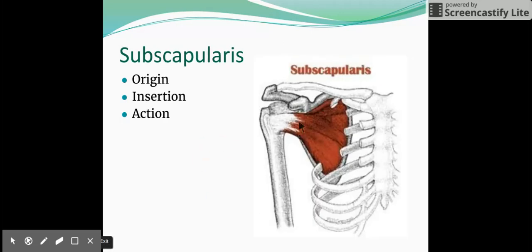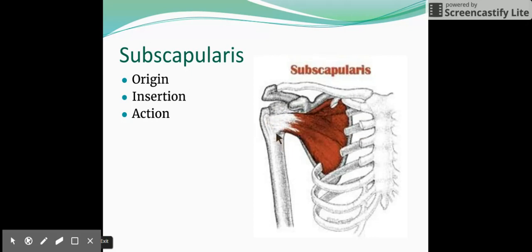Then we have subscapularis. And I want to draw your attention to this picture because, as you can see here, here's the sternum, here's the clavicle. So we know we're looking at this from the front of the body. And you can see they've cut away the rib cage so you can see this muscle. This muscle is underneath the scapula. It's in the subscapular fossa, so it has a little shallow depression on the scapula where it actually originates. And then that muscle comes from underneath the scapula and inserts on the humerus.